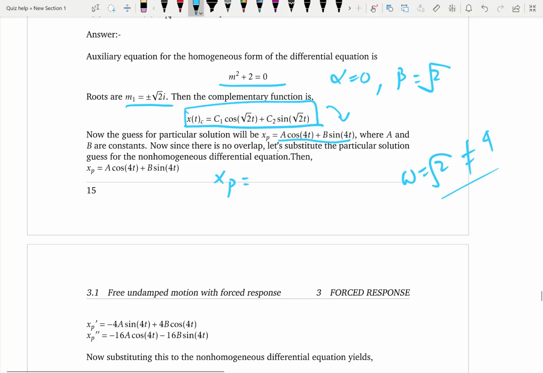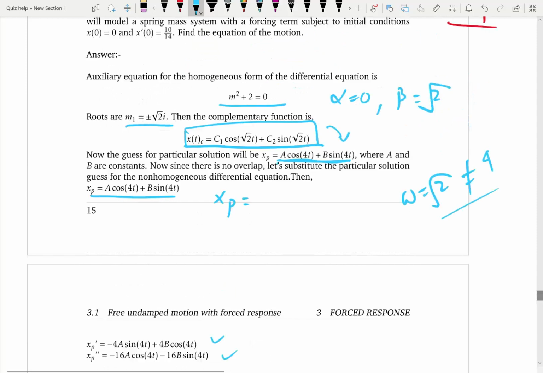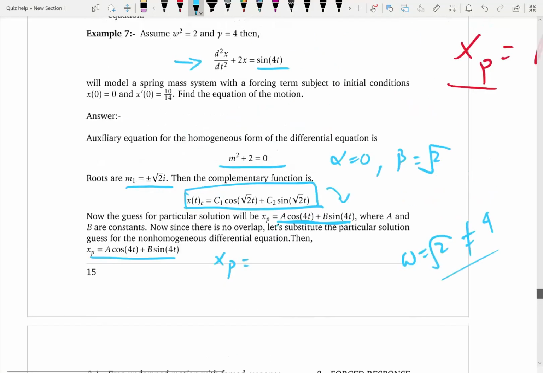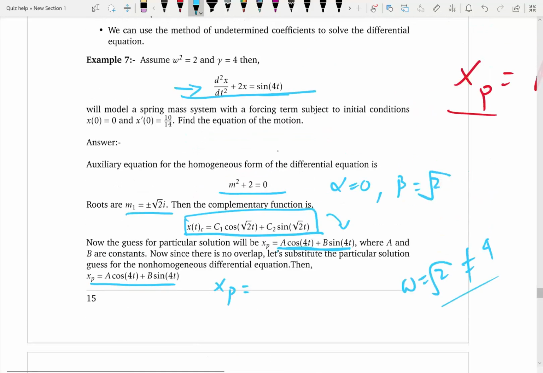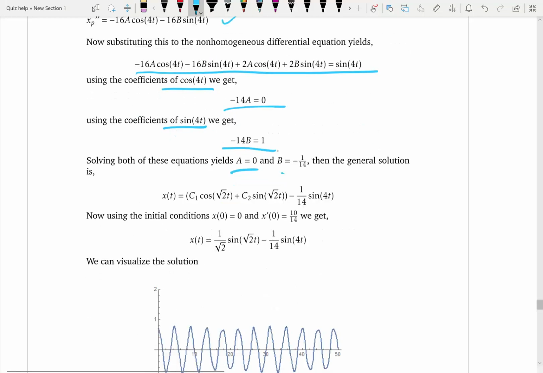So we keep our original particular solution and we find x prime and x double prime, and we substitute it into the non-homogeneous differential equation. When you substitute, what we get is this long algebraic expression. So we collect the cosine 4t terms, find A, collect the sine 4t terms, find B. So we can find A and B. A and B are like this.